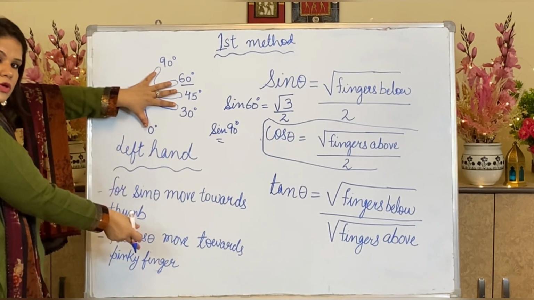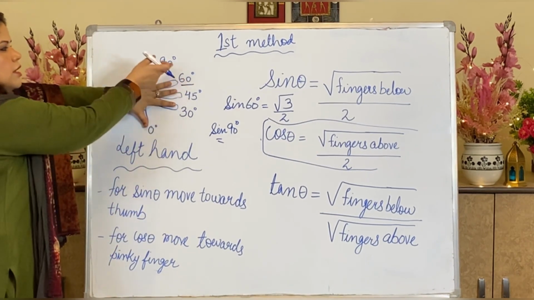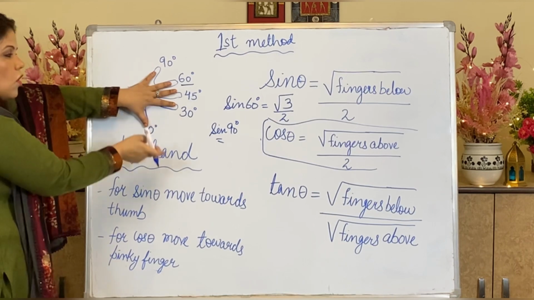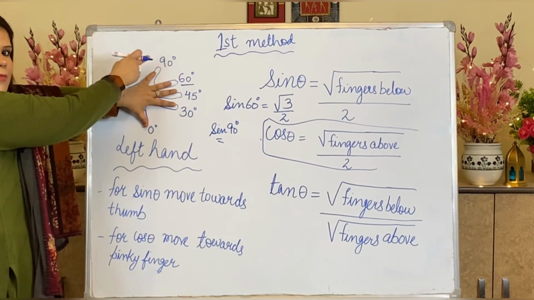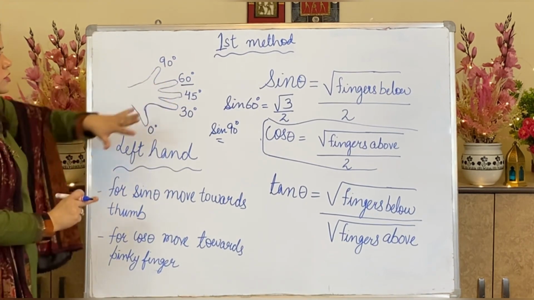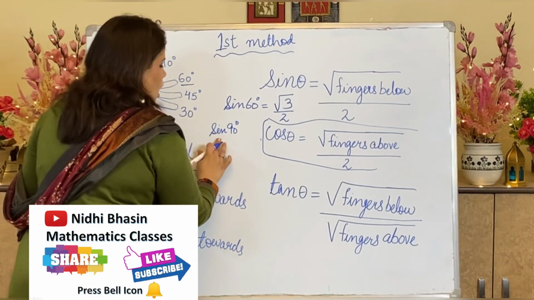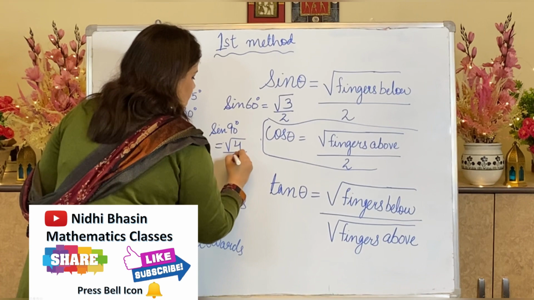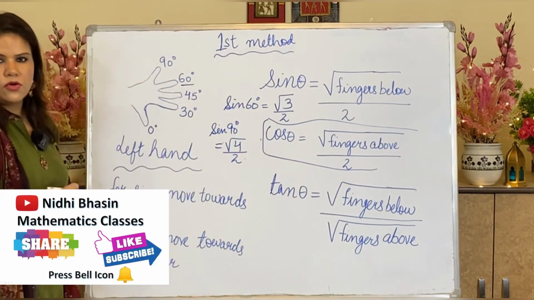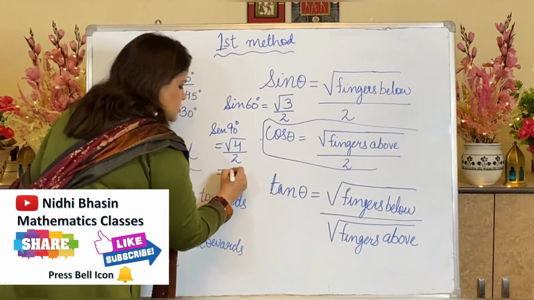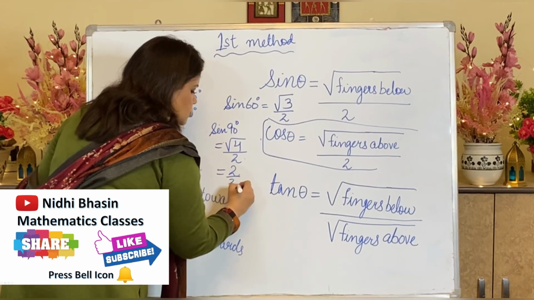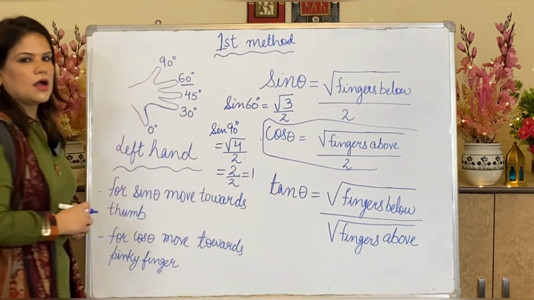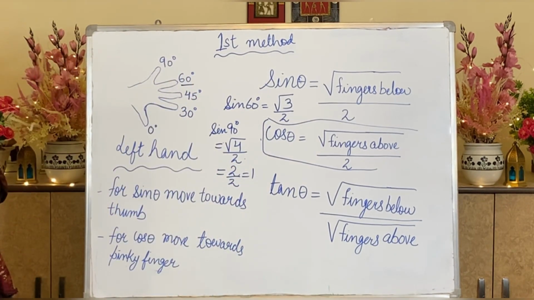And for cos, what will we do? We will move towards the pinky finger or we will count fingers above that value. So for sine 90, how many fingers were there? Root of 4 by 2. What is root of 4? Root of 4 is 2, so 2 by 2. So sine 90 will come as 1.